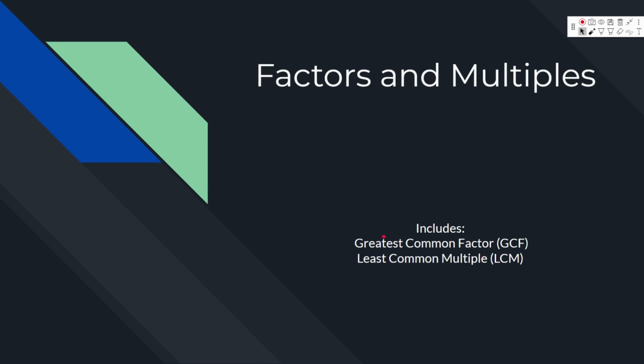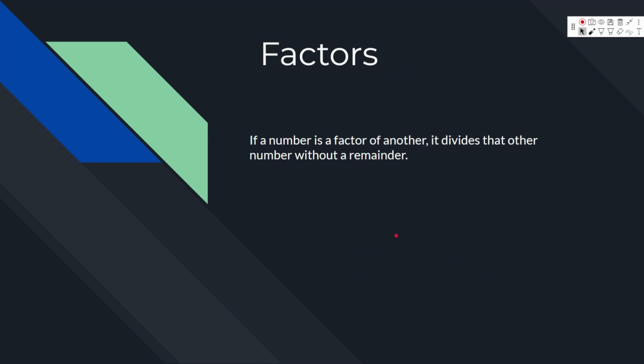Today we're going to be discussing factors and multiples, and this will include discussions about greatest common factors and least common multiples. Firstly, let's define a factor. If a number is a factor of another, it divides that number without a remainder. Without a remainder, that's the important part.